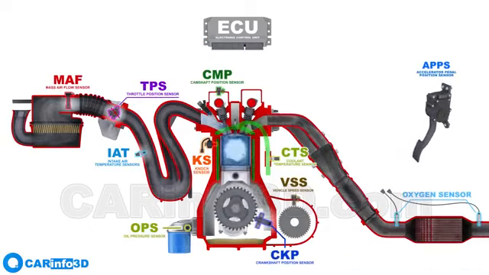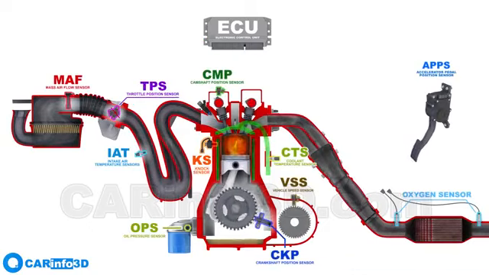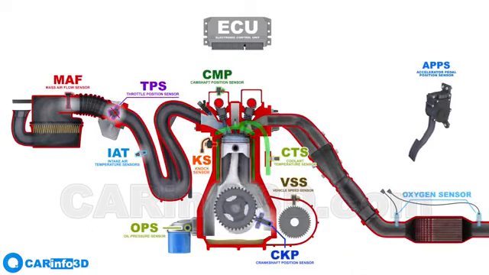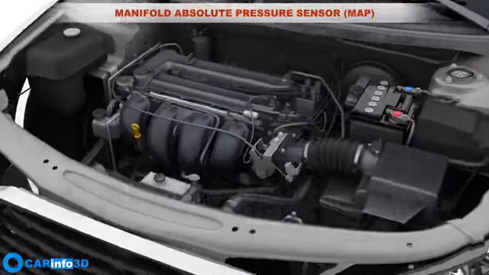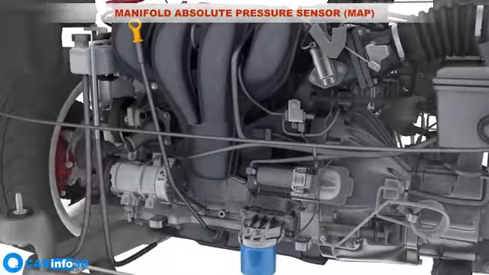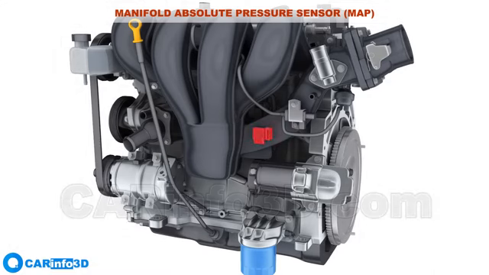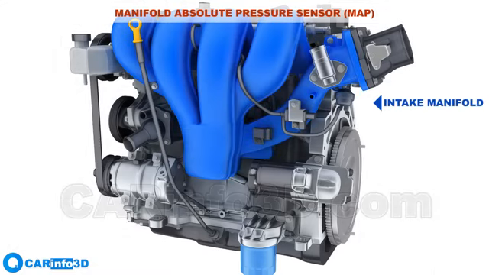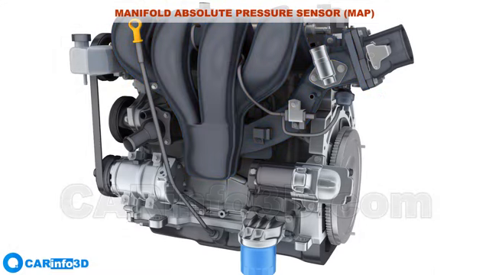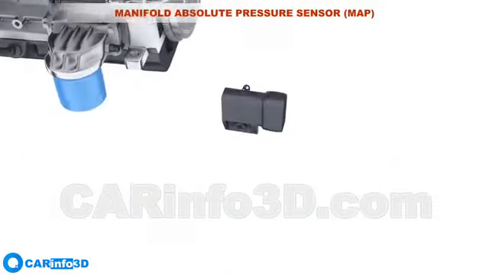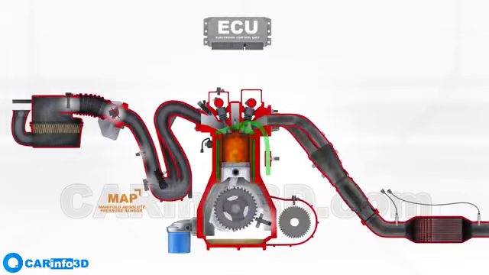We have reviewed the most common set of sensors used in injection engines. In addition, it is not uncommon to use the manifold absolute pressure sensor, or MAP. It is mounted on the intake manifold, or affixed to the vehicle's body and connected to the intake manifold by a flexible tube. This sensor measures the air pressure in the intake manifold.